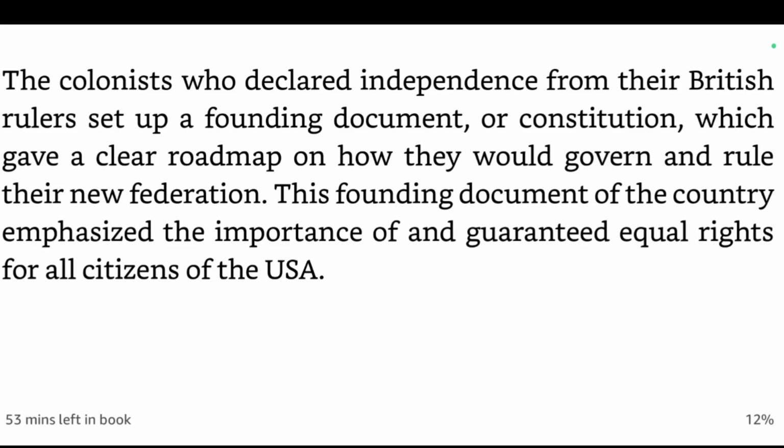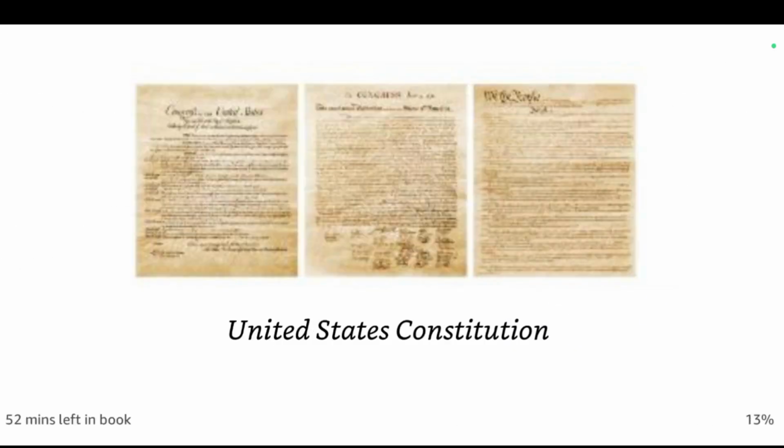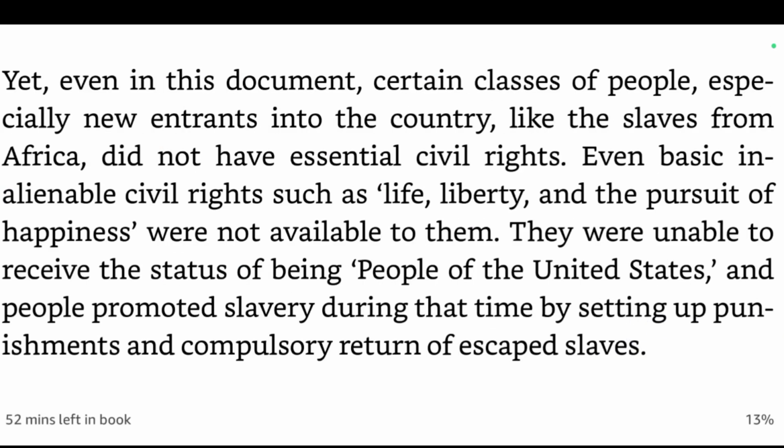The colonists who declared independence from their British rulers set up a founding document or constitution which gave a clear roadmap on how they would govern and rule their new federation. This founding document of the country emphasized the importance of guaranteed equal rights for all citizens of the USA. Yet, even in this document, certain classes of people, especially new entrants into the country, like the slaves from Africa, did not have essential civil rights. Even basic inalienable civil rights such as life, liberty, and the pursuit of happiness were not available to them.